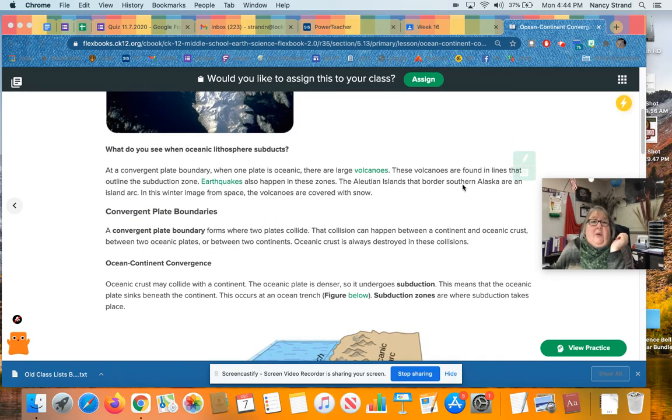What do you see when oceanic lithosphere subducts? Kids, one goes under the other. At a convergent plate boundary, when one plate is oceanic, there are large volcanoes. These volcanoes are found in lines that outline the subduction zone. Earthquakes also happen in these zones. The Aleutian Islands that border southern Alaska are an island arc. In this winter image from space, the volcanoes are covered in snow.